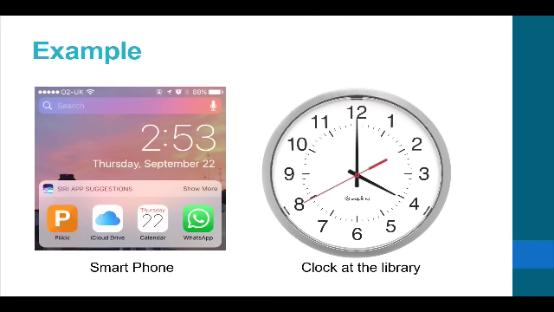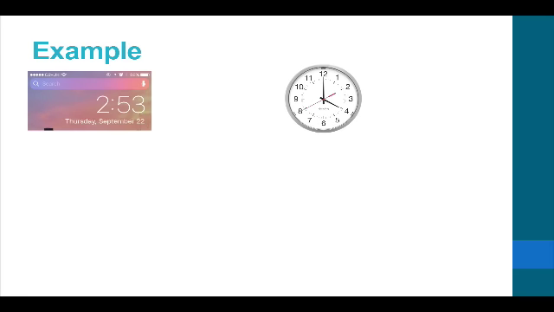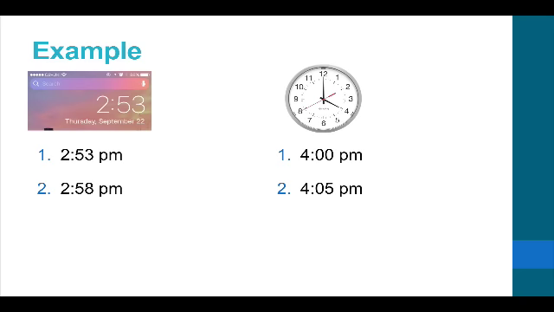To illustrate this, let's start by going over some examples. So let's say that you are at the library and you have two clocks that you can refer to. One is your smartphone and one is the clock on the wall at the library. Let's say the first time you look at the time, you see that your smartphone says that it's 2:53 p.m. The clock on the wall, however, says that it's 4 p.m. Let's say you wait a little while and then you check your smartphone again. This time it says it's 2:58, but the clock on the wall says it's 4:05. The thing to note here is that both your smartphone and the clock on the wall are saying that 5 minutes have passed. So they're giving you a consistent result.